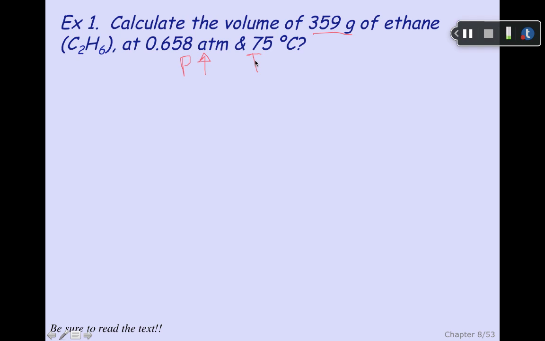In this case, the values you're given are grams, atmospheres, temperature, so it's related to the previous examples where we needed to use grams to come up with moles, and from there use the ideal gas equation. The ideal gas equation to find volume is going to be volume equals nRT over pressure. So then we'll have to come up with n first.